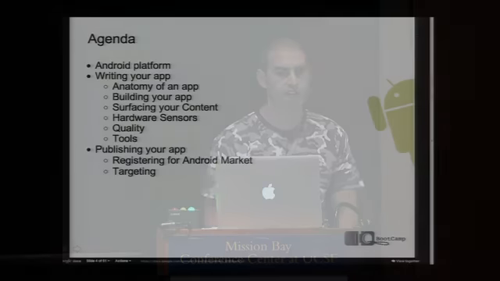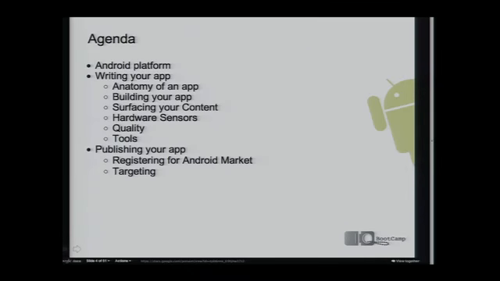Today I'm going to talk a little bit about what Android is, what the Android platform is, and how you develop for it. I'll talk about writing your first app. So what is an app? I'll go through the anatomy of what makes up an Android application and the ways you'd go about building it. Then I'll talk about some of the unique ways that Android lets you surface your content, access hardware sensors, and then how to make not just a good app, but a great app. I'll then go on to talking about the tools you can use to build these applications, and finish up by going through the process for publishing your application on the Android Market.